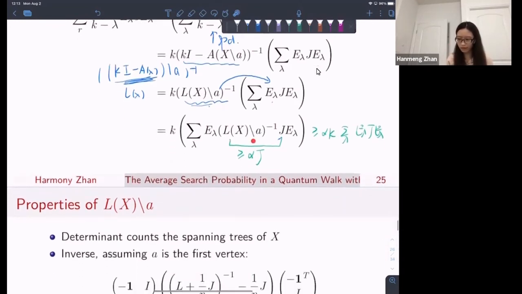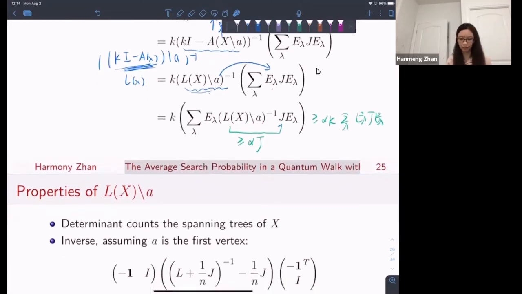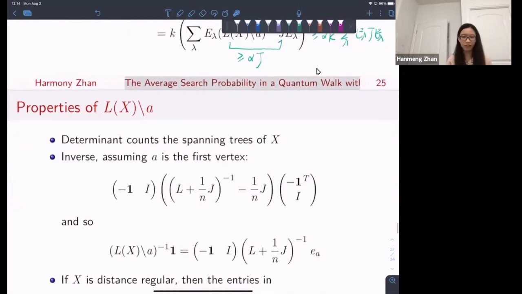Now to understand this, we can use many nice properties of the Laplacian matrix. The most famous one, which probably everybody knows, is that the determinant of this matrix counts the number of spanning trees of the original graph, and that's called the matrix tree theorem. But in this talk, we are not going to use that property. It's just something that I felt was nice to list here.